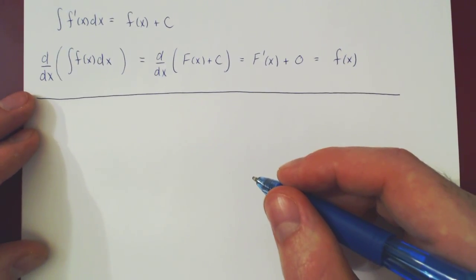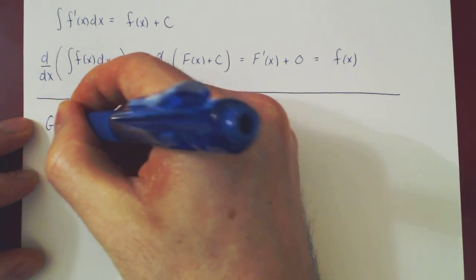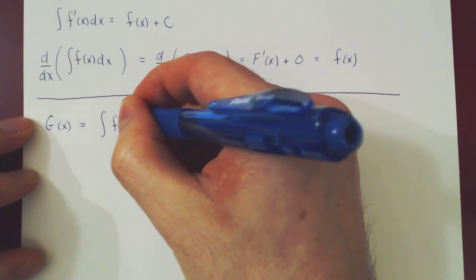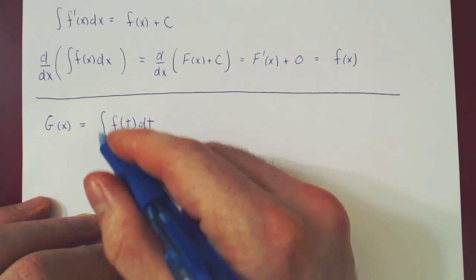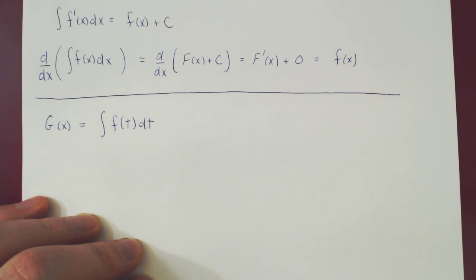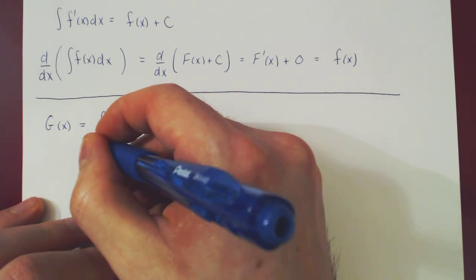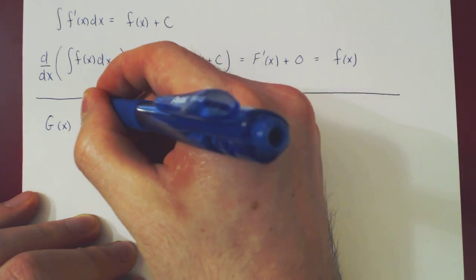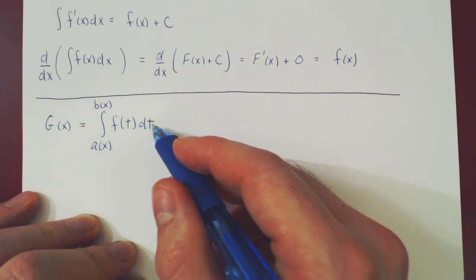Look at the following function of x. I'll call this g of x. So big G. Suppose I integrate the function f of t, and I'll use a different variable, f of t dt, from 2 points, but where the endpoints of integration are variables, functions. They're functions of x. So I'll call the first function a of x, and the second function b of x. And this really is a function of x and not of t.